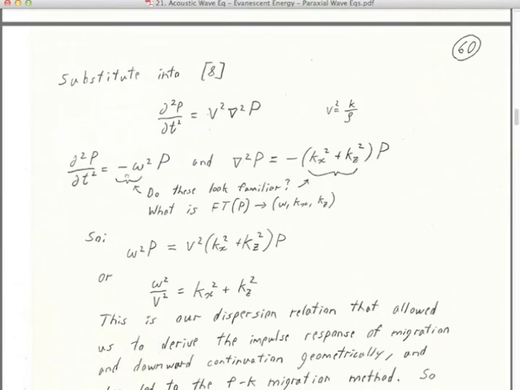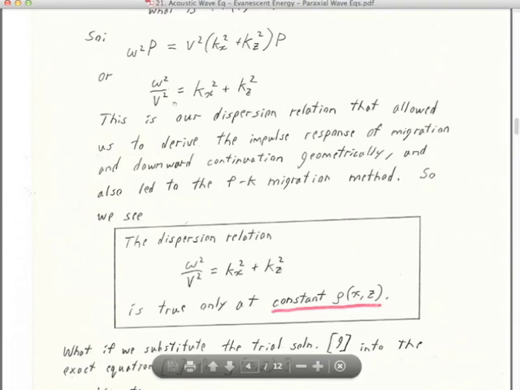So first we have d squared p dt squared is equal to minus omega squared times p, and del squared p is equal to minus the quantity k_x squared plus k_z squared times p. So we put the whole thing together, and we have omega squared times p is equal to v squared times the quantity k_x squared plus k_z squared times p. And then notice in this equation, we can just divide out p, the wave field, right? Why would we want to do that? Well, after we divide out p, the remaining relationship is going to hold for all the waves that obey this scalar acoustic wave equation, now we know for constant density. So we have omega squared over v squared is equal to k_x squared plus k_z squared.